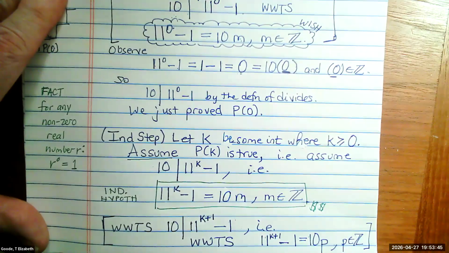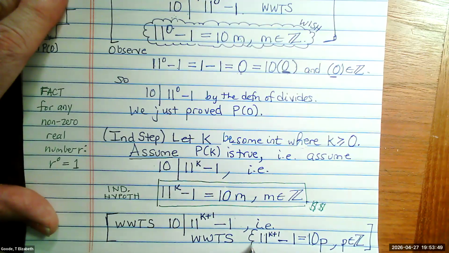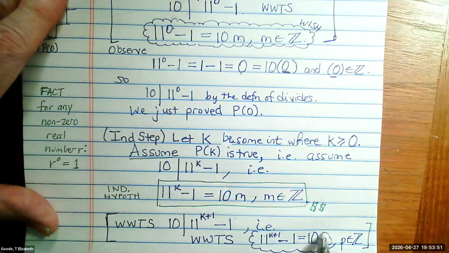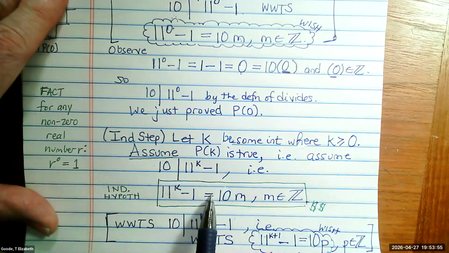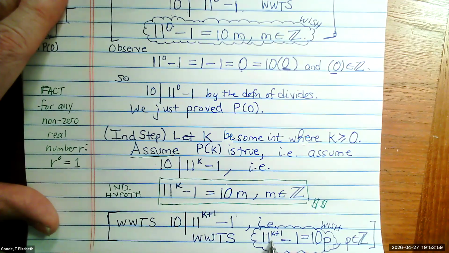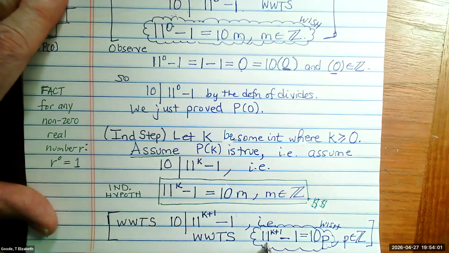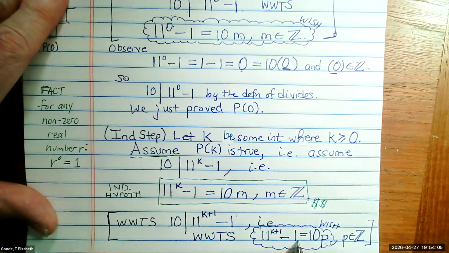See how that's our wish? We want to show that 10 divides into 11 to the k plus 1, whole thing minus 1. So this is our wish. This is our proof money, but this is the equation we're trying to get. So basically, we want to say something smart about 11 to the k plus 1 minus 1.